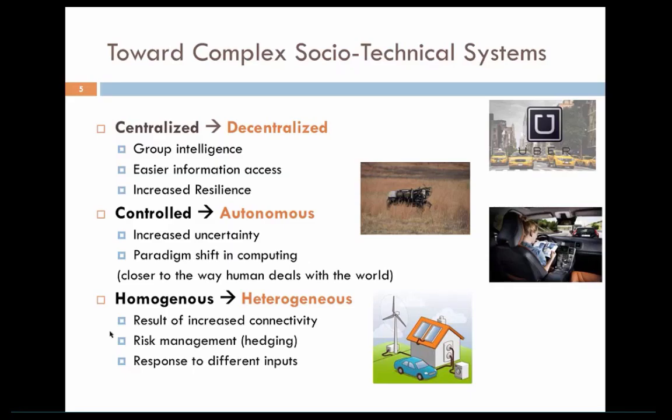Basically, those sub-bullets are the main reasons why these trends are happening. For example, going from control to more autonomous is mainly driven by the need to deal with increased uncertainty in many of these systems, where rather than embedding all the mechanisms to deal with the anticipated situations in the environment, we prefer to enable the various system components to decide on their own when they face a new environment or a new situation.